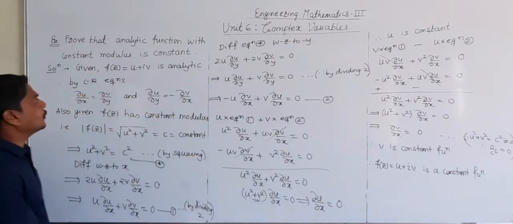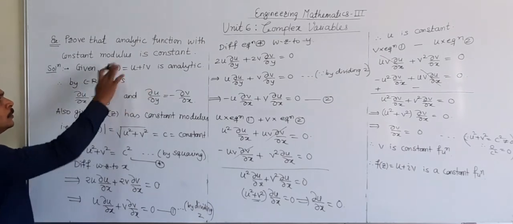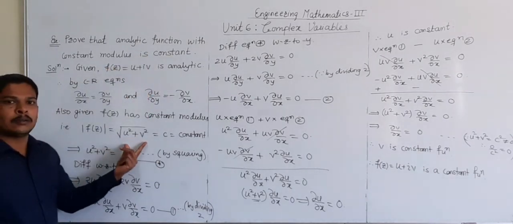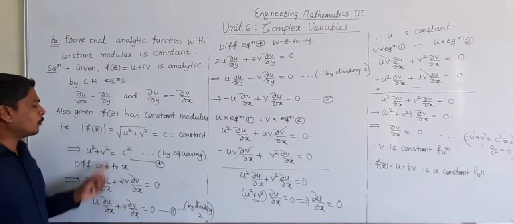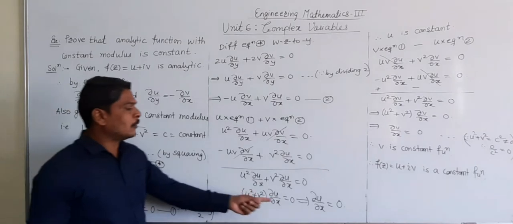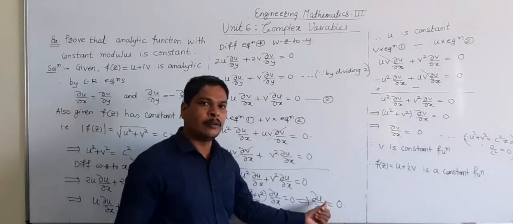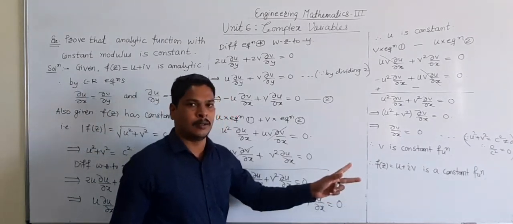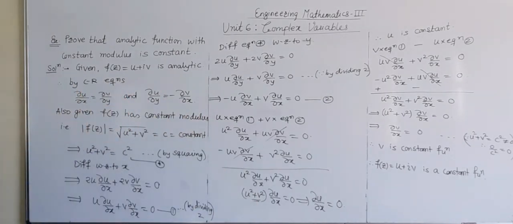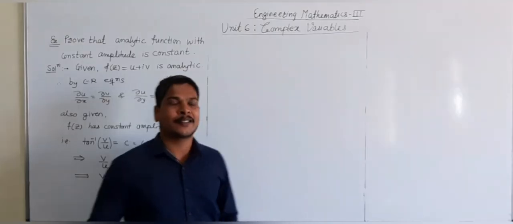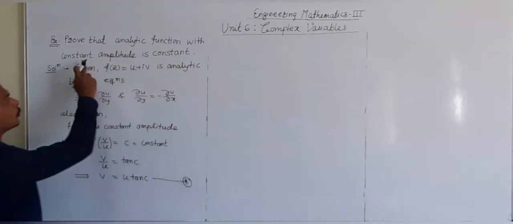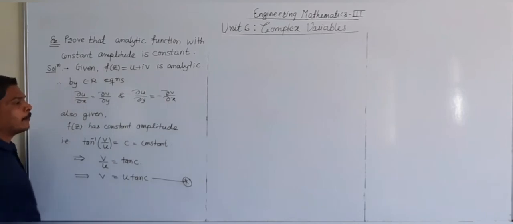Okay, so our result is to prove f of z is a constant function having constant modulus. So here we are just using CR conditions and one standard result: the derivative is 0 when the function is constant. So in that way we get our result. Okay. Our next example is to prove that an analytic function with constant amplitude is constant.